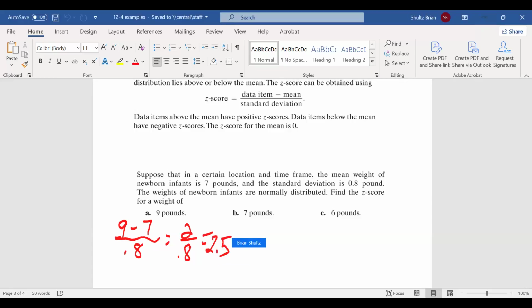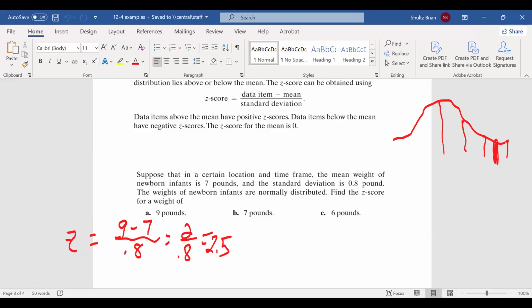This is my z-score. And what that means is this. When I look at this bell curve that I've been talking about, here is our mean. The z-score is 2.5 standard deviations. So 1, 2, here's the third, 0.5 right in there. It's 2.5 standard deviations above the mean.